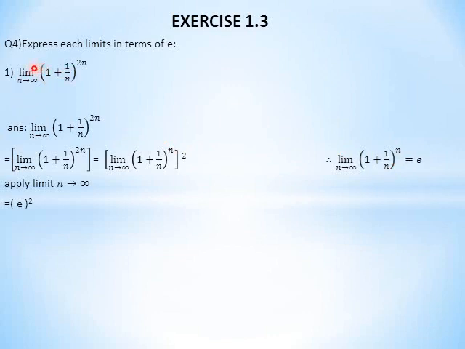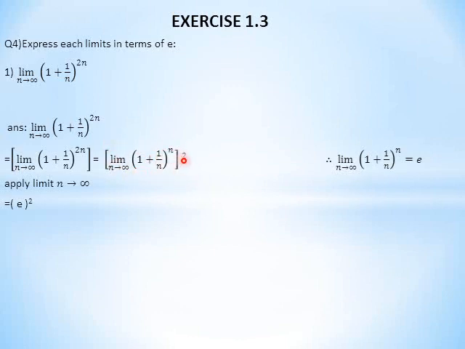Now look at this. Question number 4: Express each limit in terms of e. Question number 1: limit n tends to infinity of (1 plus 1 upon n) raised to the power 2n. So how can we solve it? Limit n tends to infinity of (1 plus 1 upon n) raised to the power 2n. Can I write it like this: limit n tends to infinity of ((1 plus 1 upon n) whole power n), and the whole power is 2? Can I write like this?